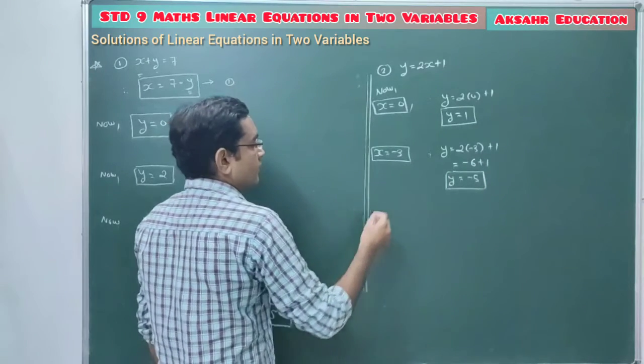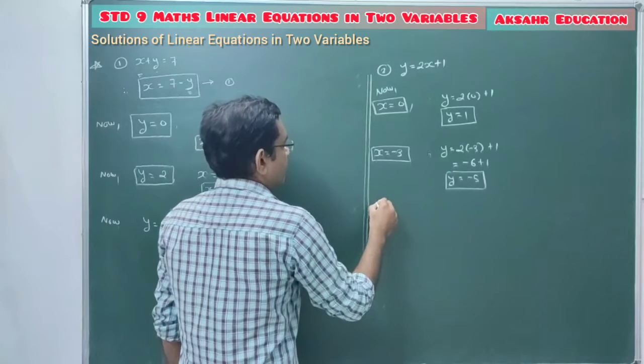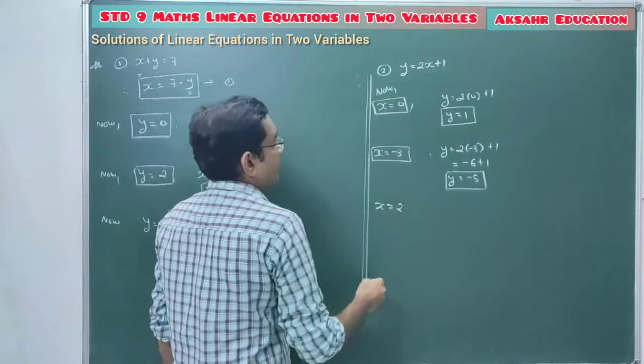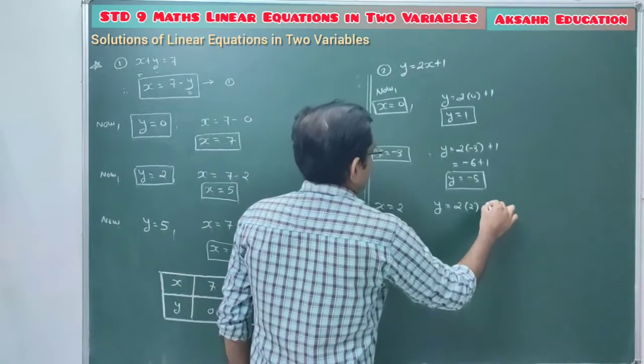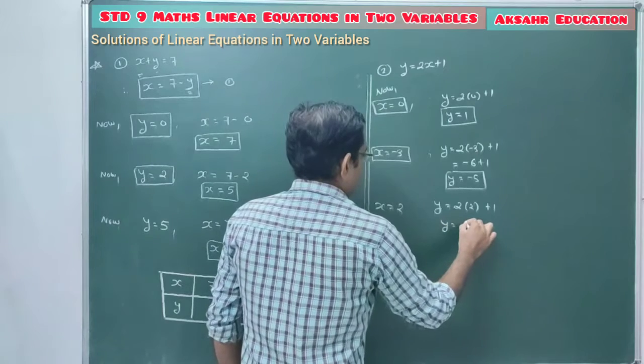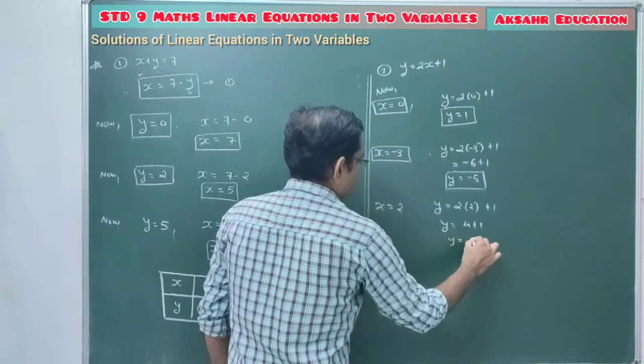Infinite solutions are there, so out of the infinite solutions, you have to write 3 or 5 solutions. Suppose we take x equal to 2, then we get y equal to 2 into 2 plus 1. So y equal to 4 plus 1, so y equal to 5.